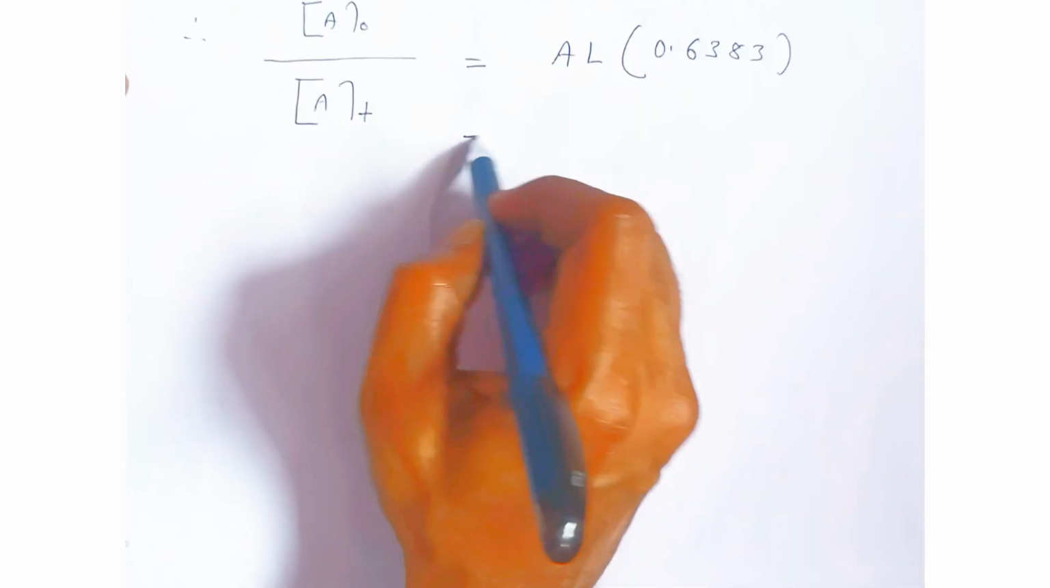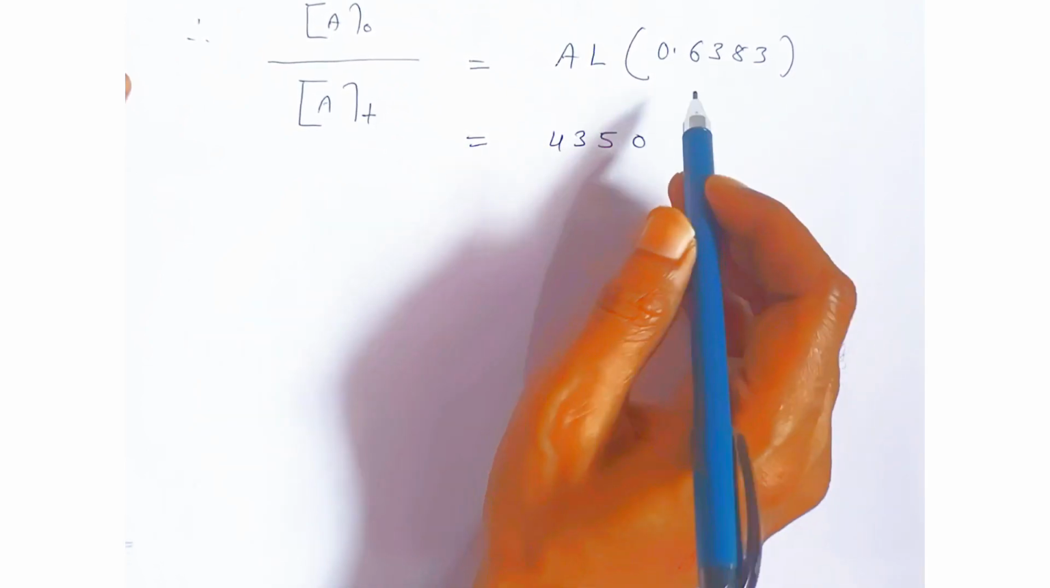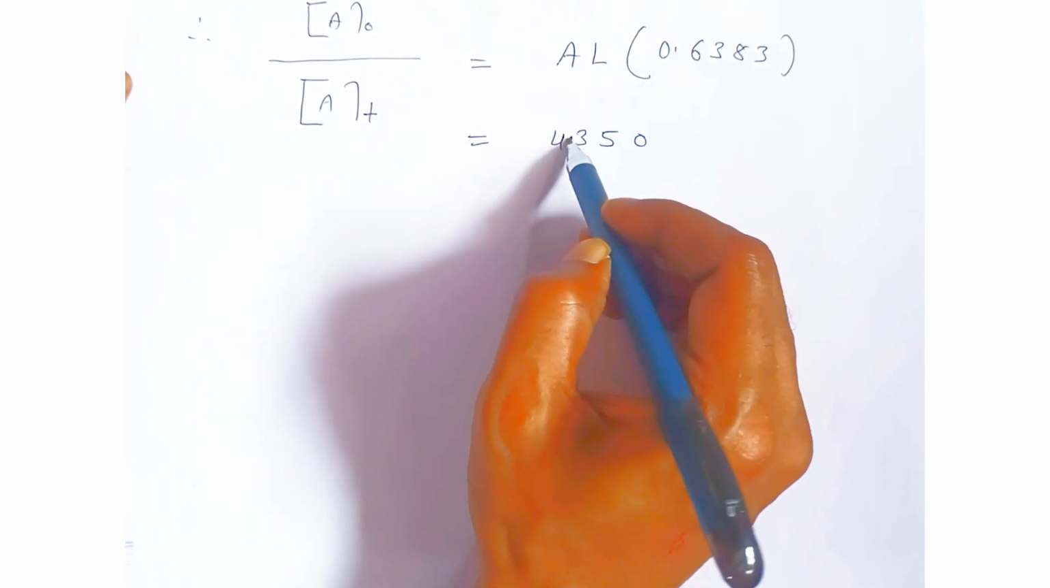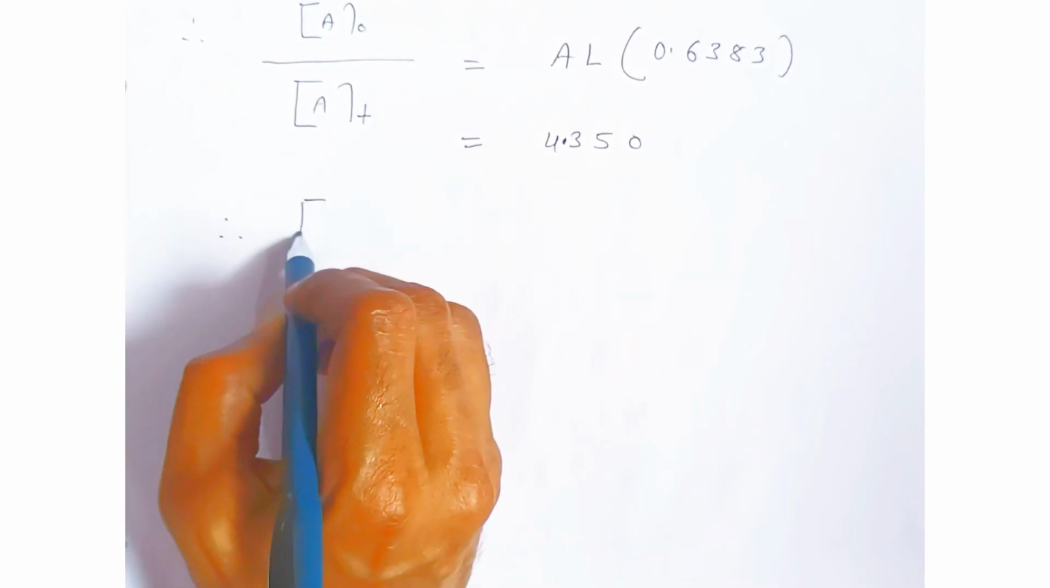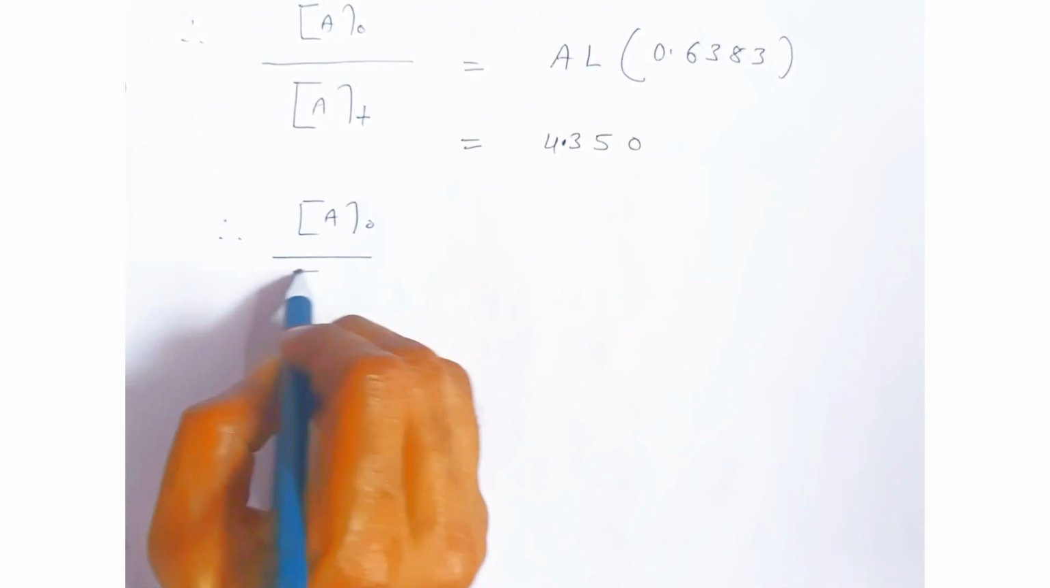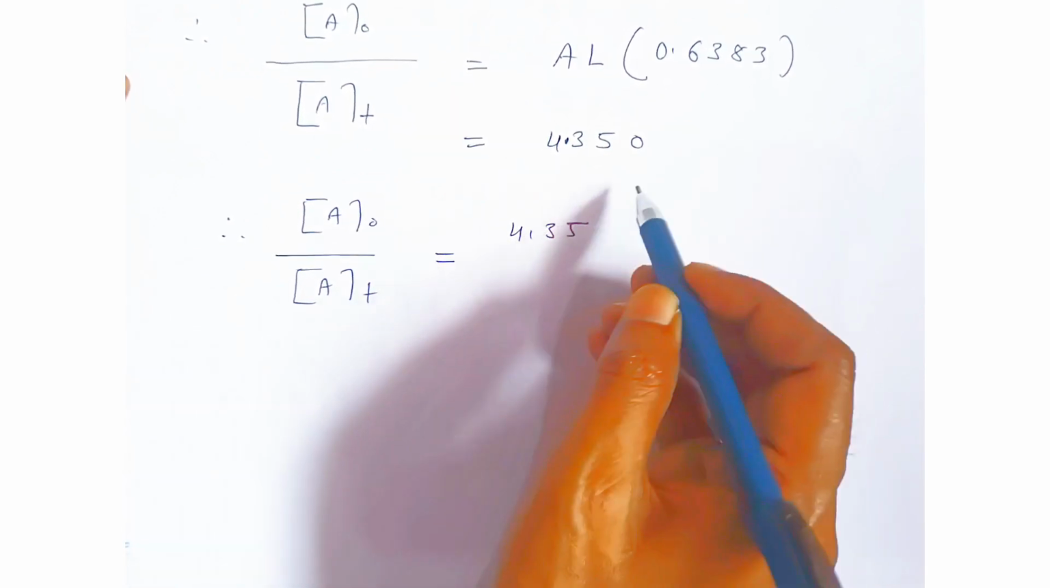When you see the anti-log table, students, you will find 4350. When the characteristic is 0, the decimal will be here. So this way you have got the value. Now you have to find the concentration of A at time t. So once again I'm writing, the initial concentration of A upon the concentration of A at time t is equal to 4.35. This you can also write upon 1.